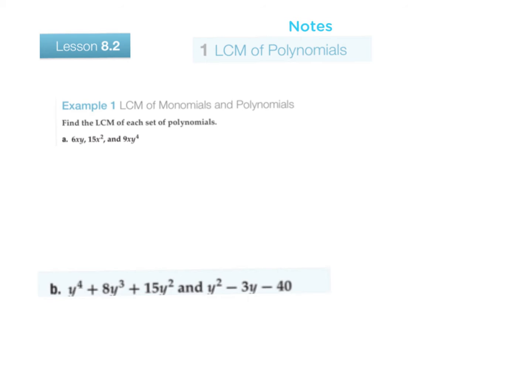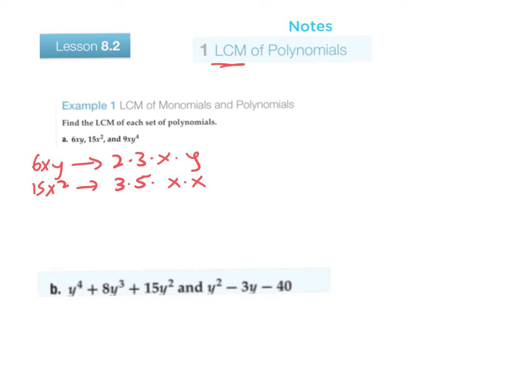All right, what we're going to do now is use what we were just doing in terms of factoring, but we're going to find what's called the lowest common multiple. So if we look at our problem here, let's factor the 6xy. The 6xy factors to 2 times 3 times x times y. Then we factor the 15x squared, which is 3 times 5 times x.